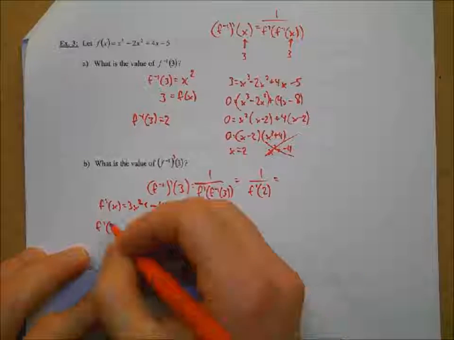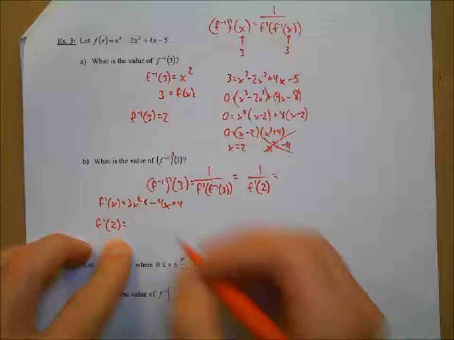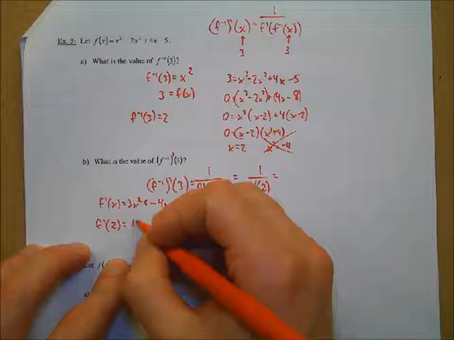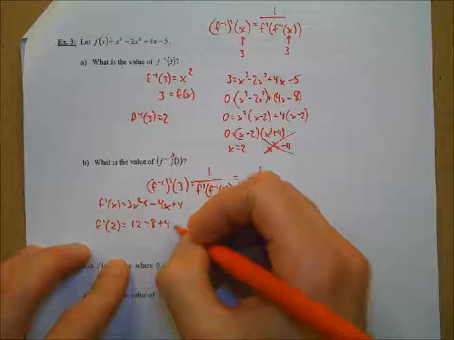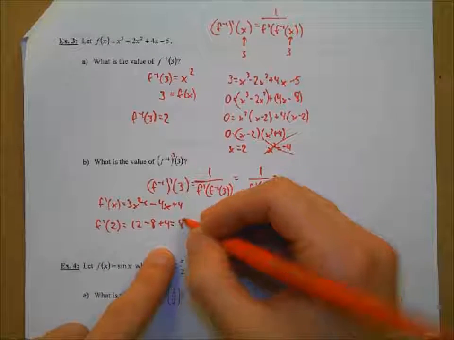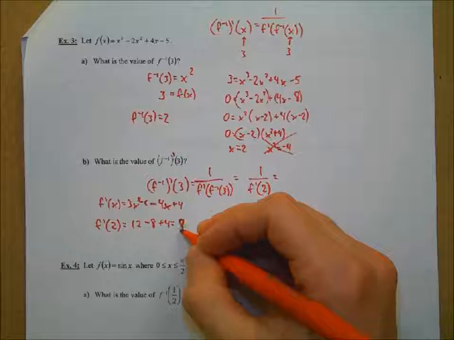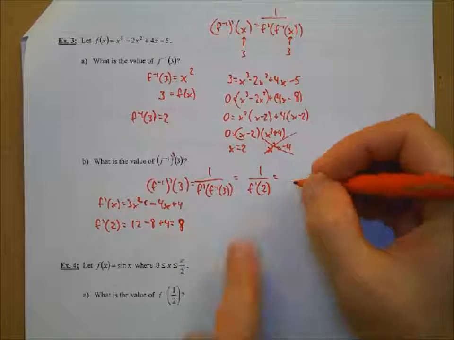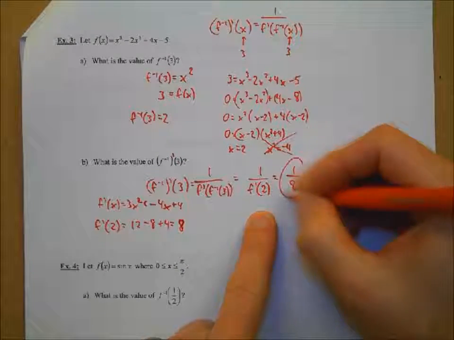And so then plug in 2. All right, so 2 squared is 4 times 3 is 12, minus 8 plus 4. And so let's see, 12 minus 8 is 4, plus 4 is going to give us 8 there. Okay, so it's 1 over 8 is our answer.